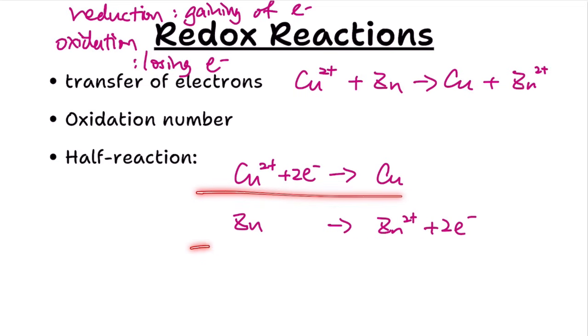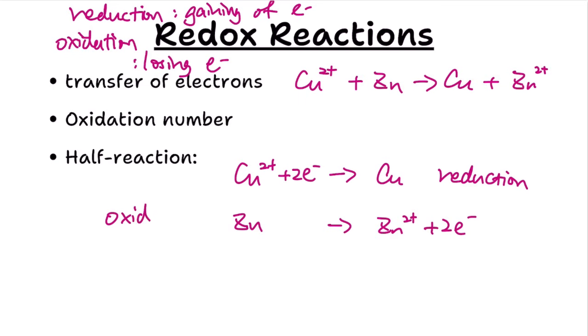So out of these two half reactions, the first one means the copper has gained electrons, so this is reduction. And in the second one, zinc dissociates into zinc 2 plus and 2 electrons. So electrons are produced, so this is the oxidation reaction. For oxidation, we observe the oxidation number increase, and for reduction, we observe a decrease in the oxidation number.